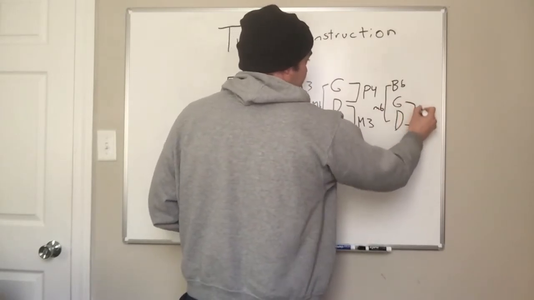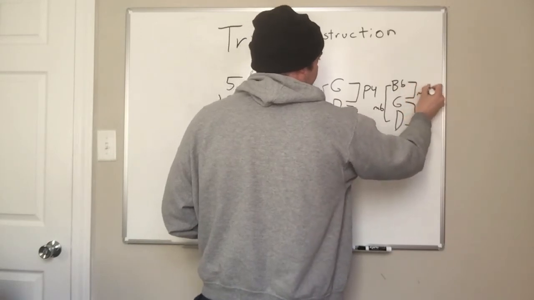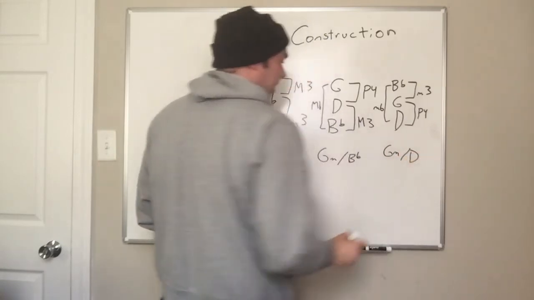First two notes, D to G, that's your perfect fourth. G to B flat is your minor third. So that you get a G minor over D, that's a second inversion.